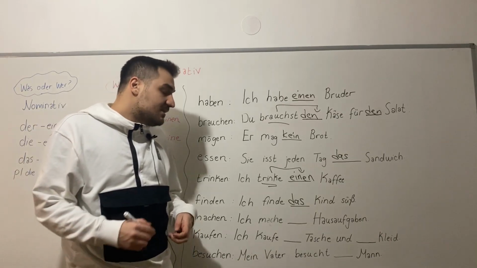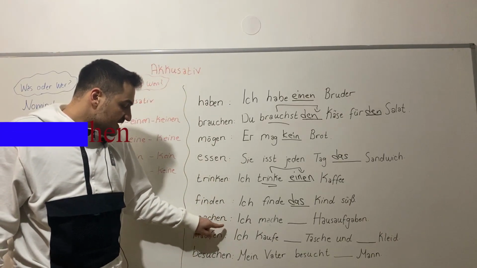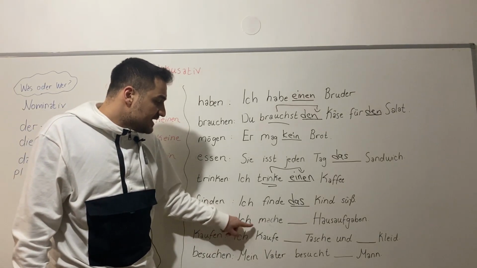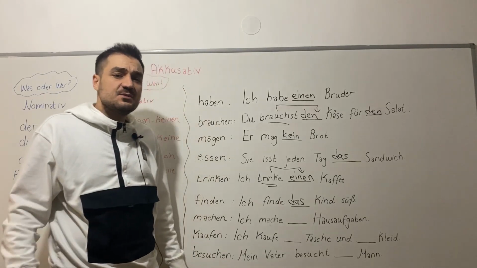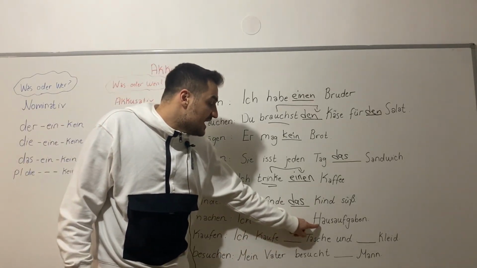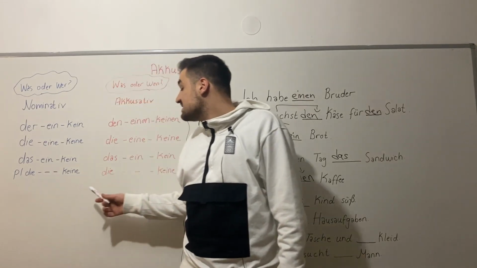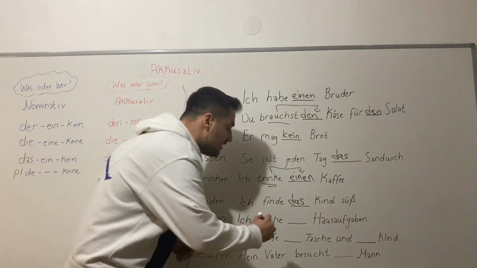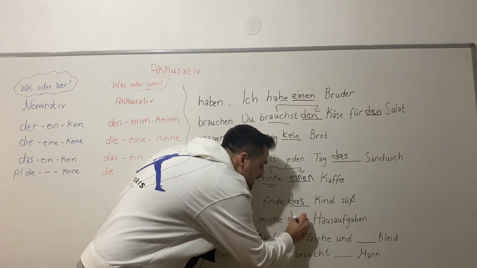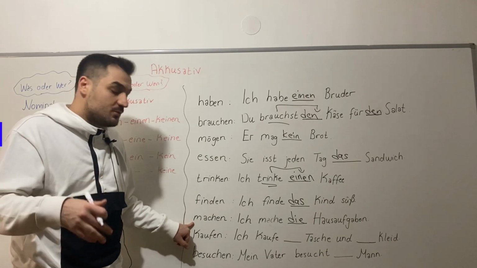Machen, machen means to make or to do. Ich mache Hausaufgaben. Hausaufgaben are the homework, and it's in the plural form. Die Hausaufgaben. And here we can see that in the accusative case, die stays as die. And they are saying, I'm doing the homework. Ich mache die Hausaufgaben. Machen is to do and to make.